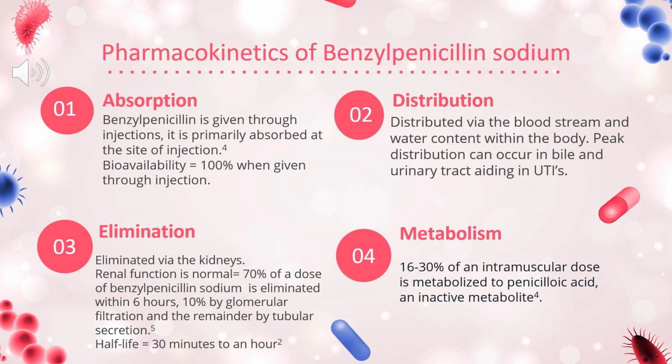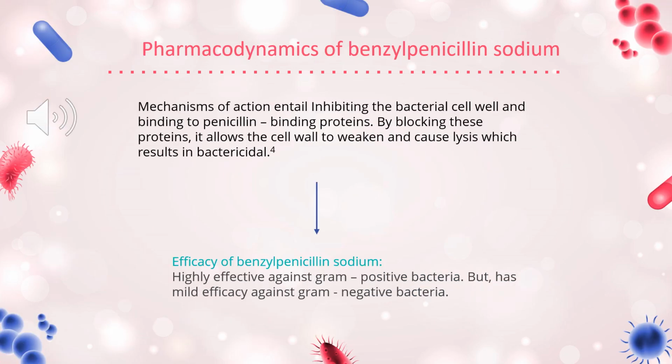Metabolism. 16 to 30% of an intramuscular dose is metabolized to pentacilloic acid, an inactive metabolite. A small percentage of benzylpenicillin is hydroxylated into active metabolites.